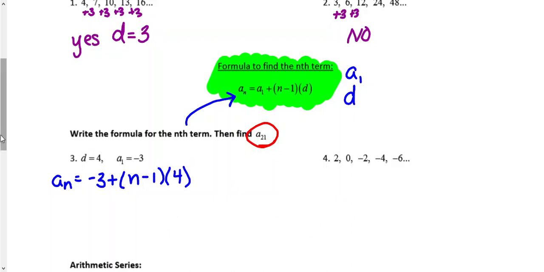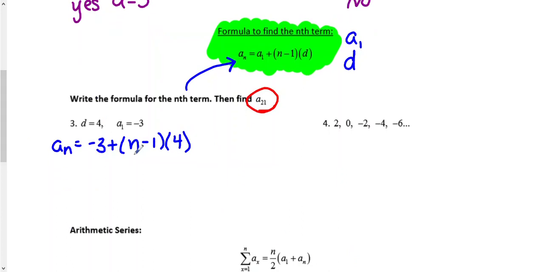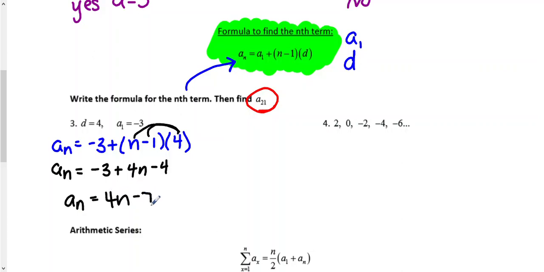Now you can't leave it here because it's not simplified. So now we need to distribute that 4. So then we get A sub n to equal negative 3 plus 4n minus 4. Then we combine our like terms. So we have A sub n equals 4n minus 7. So there's my formula for the nth term.